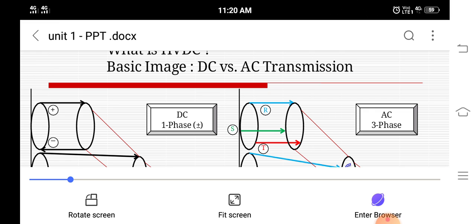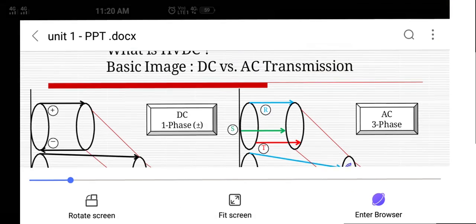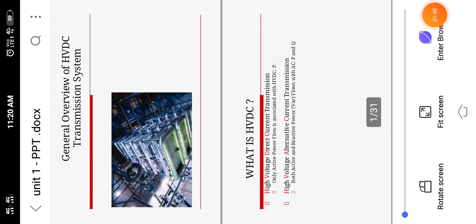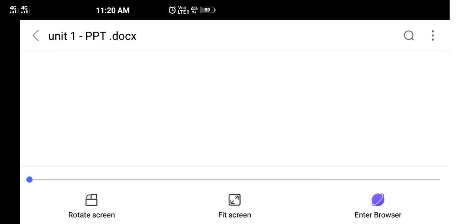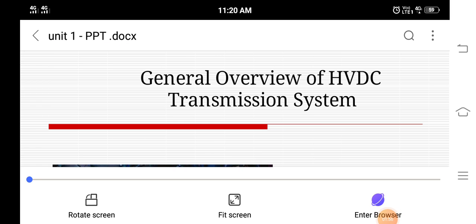Then, the economics of power transmission: the cost of the transmission line includes the investment and operational cost. The investment includes the cost of right of way, transmission towers, conductors, insulators and terminal equipment. The operational cost includes mainly the cost of losses.